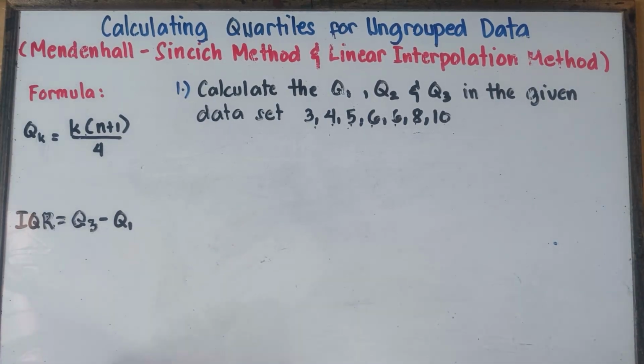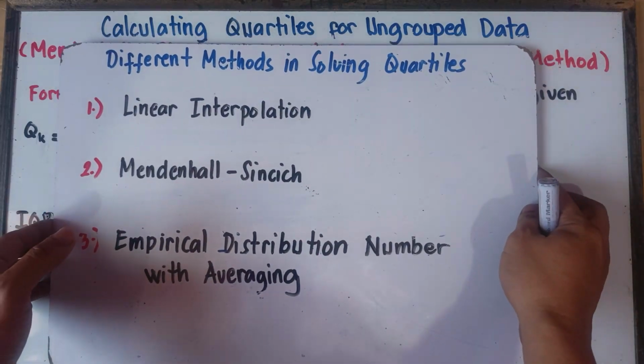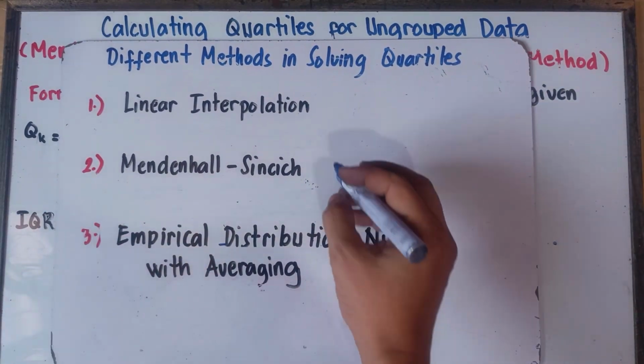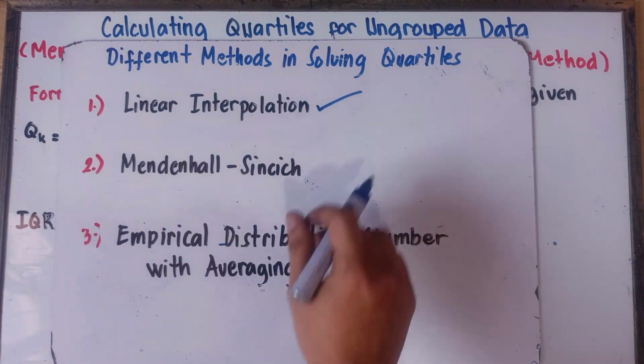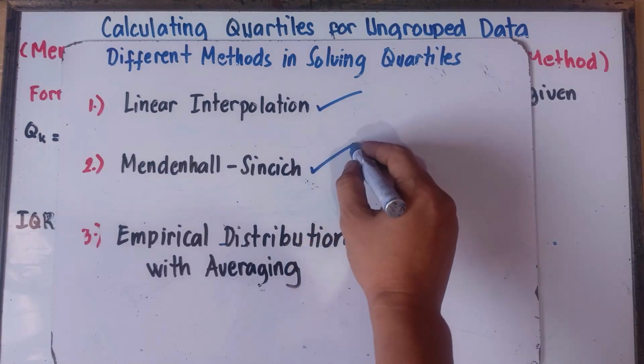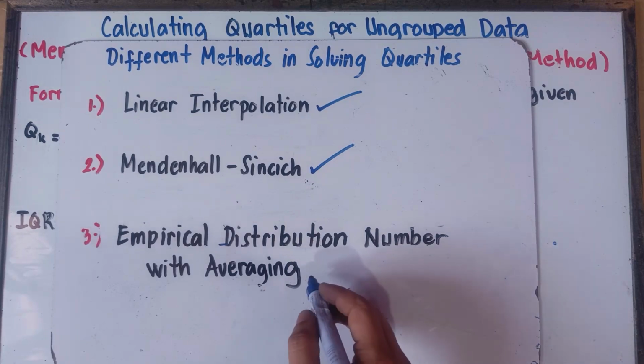Our topic for today's class is all about calculating quartiles for grouped data. So without further ado, let's do this topic. Now there are different methods, class, in solving for quartiles for grouped data. The first one is linear interpolation, and this is the most commonly used. The second one is Mendenhall-Sincich. And the third one is the empirical distribution number with averaging.